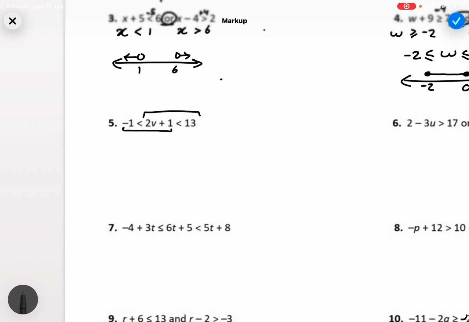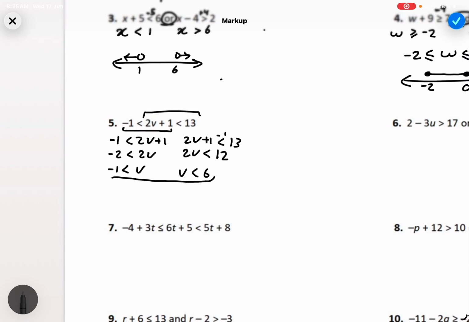Okay, so the first part, negative 1 is less than 2v plus 1. Subtract 1 on both sides, you get negative 2 is less than 2v. Divide both sides by 2, and you get negative 1 is less than v. For this side, we do 2v plus 1 is less than 13. 2v is less than 13 minus 1, which is 12. And then v is less than 12 divided by 2, which is 6.